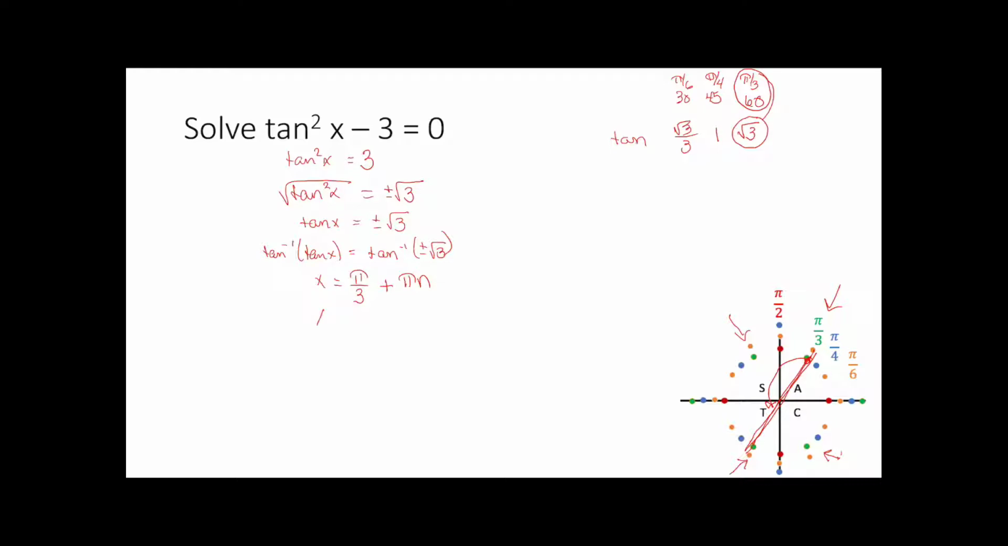Likewise, we can do the same thing for our negatives. At 2 pi over 3, we have a solution. And because its other counterpart is directly opposite it on the unit circle, pi removed, we can call that plus pi n.